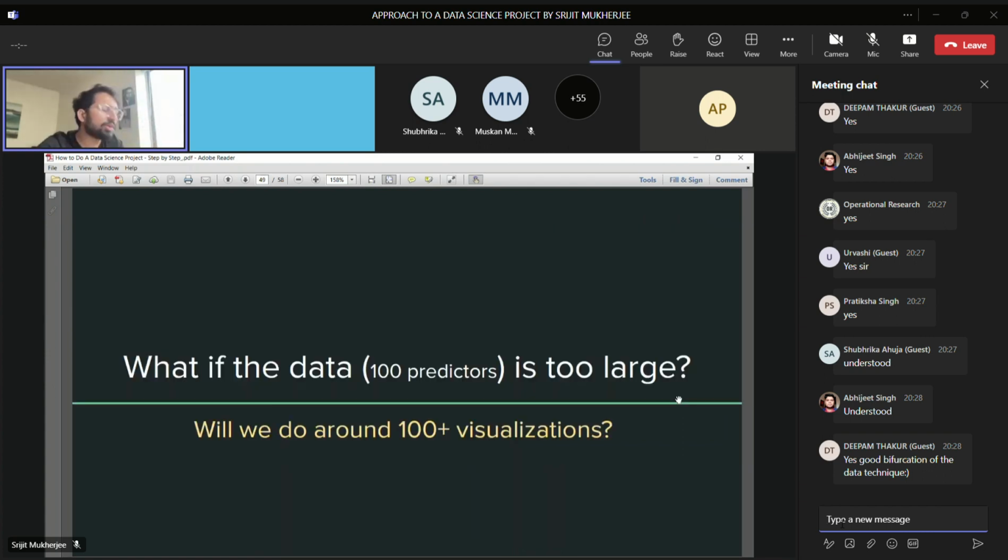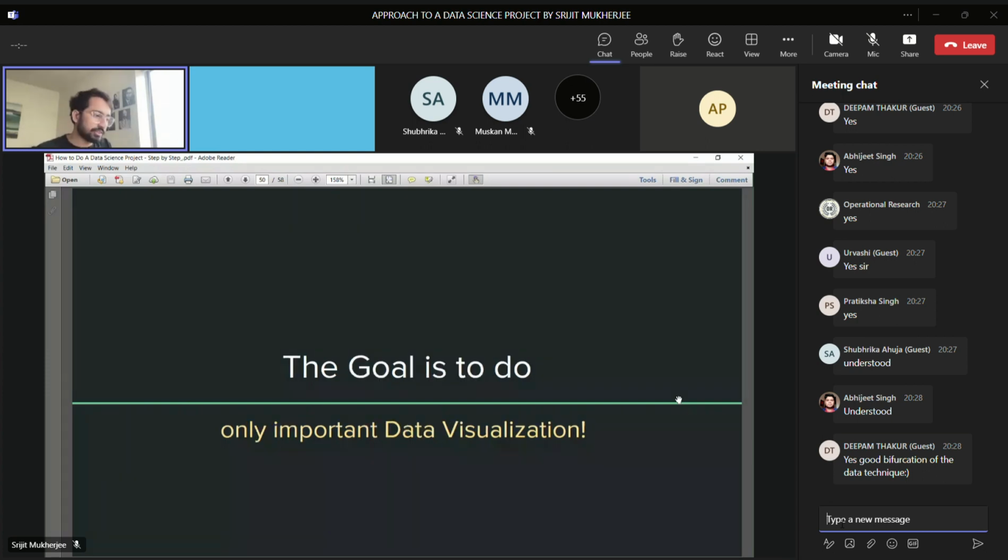Yes. So now the question that Shubrika asked is really important: if we have 100 predictors, what exactly do we do? Do we do around 100 plus visualizations? And the answer is no. That's the fun part of it. The answer is no, and we will see how. It's just a one line thing, and not a one model thing. And we will use a very specific model.